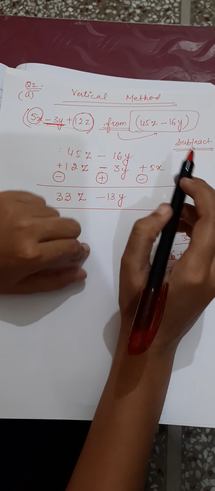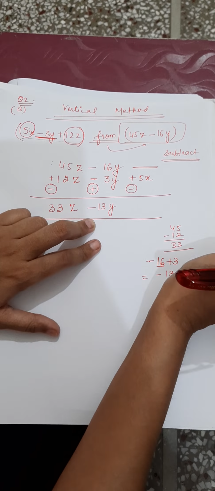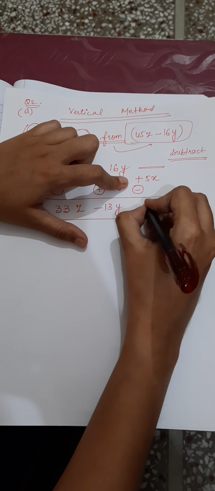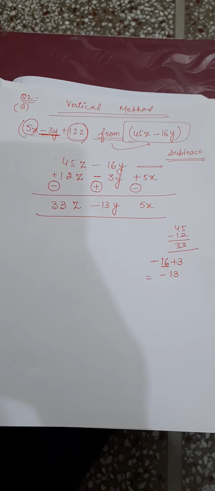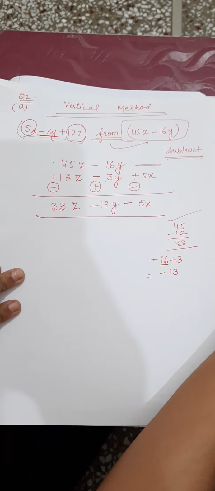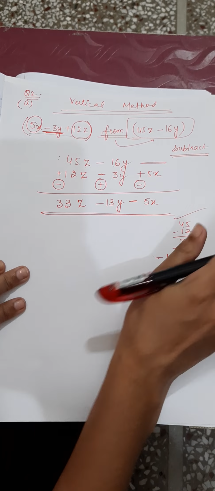Now above this, no term is there. So nothing will come here. Okay. And we are going to write the 5x as it is, but with the changed sign. And what is the changed sign? Minus. This is the vertical method. And this is your answer.